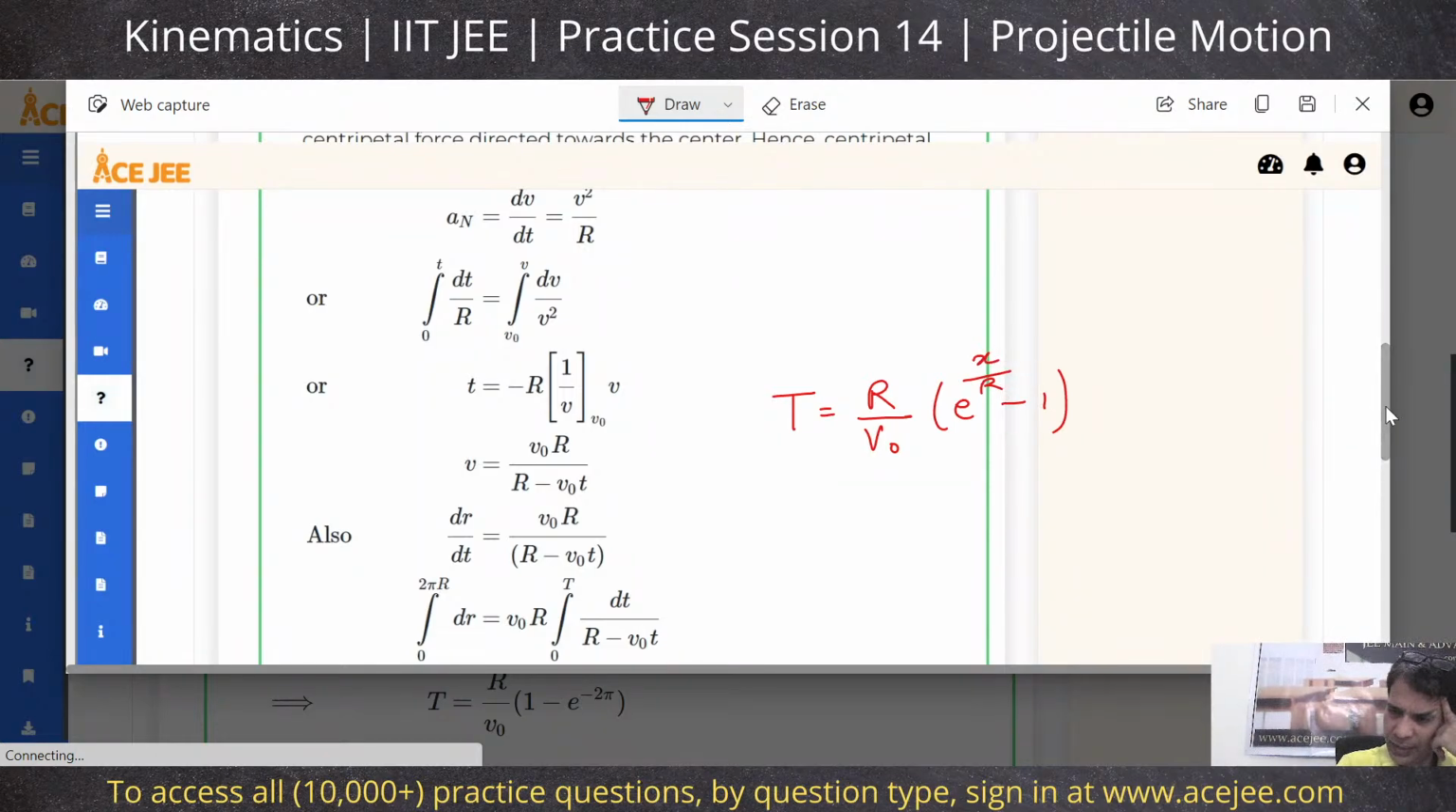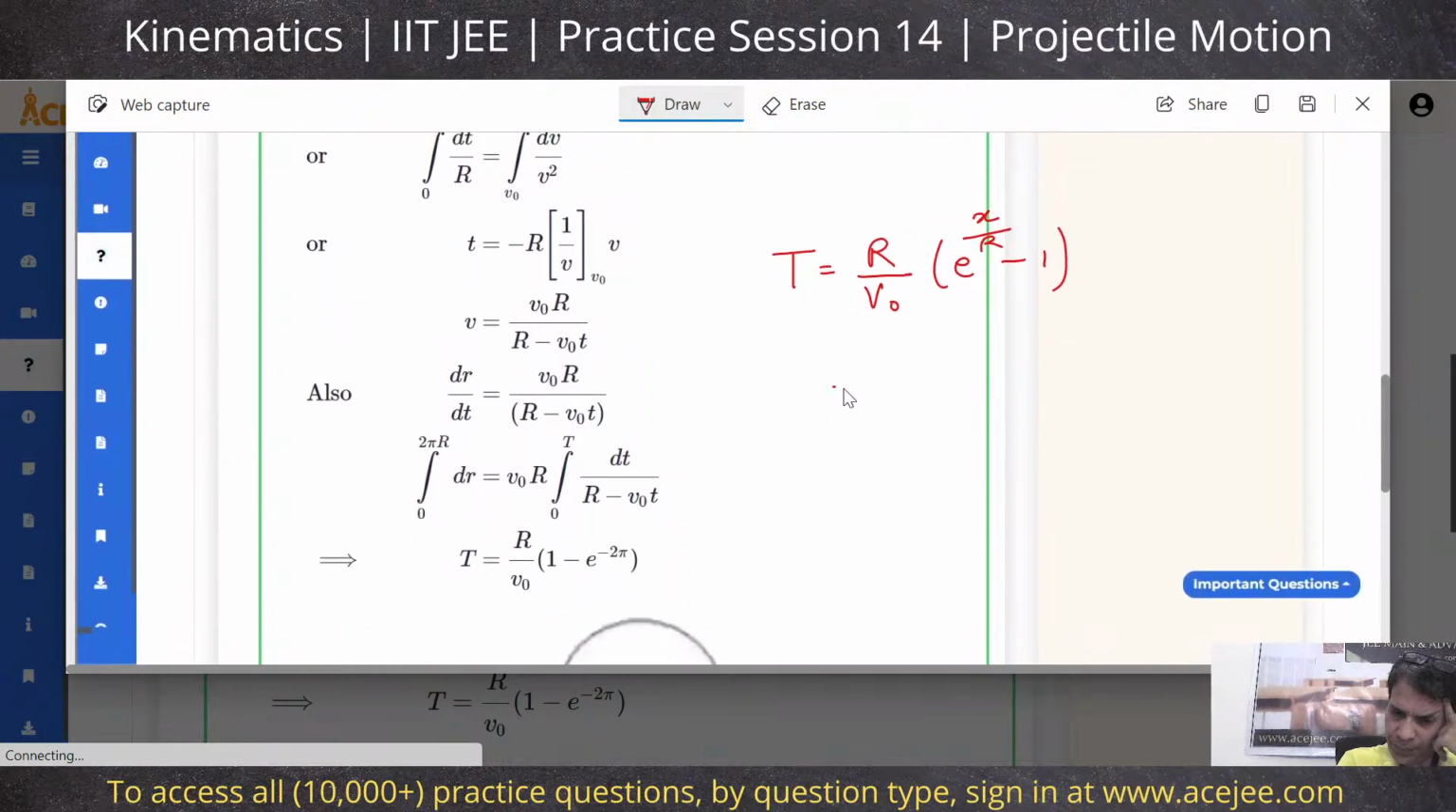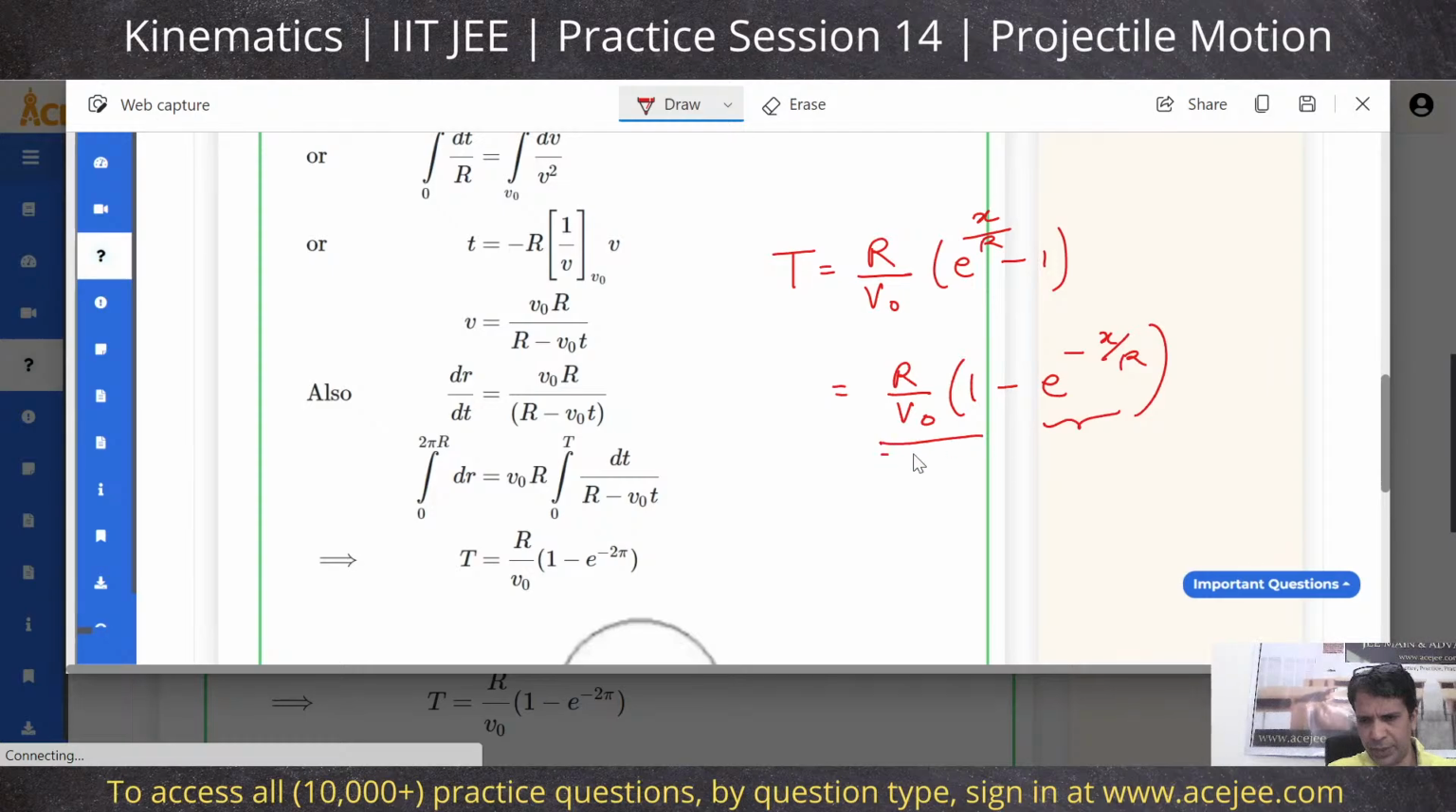The expression that is given is r by v0 times 1 minus e to the power minus x by r. Don't worry if you are not able to follow why it is e to the power x by r, that's okay. So what do we have here? As x will be increasing, this is interesting. If x is infinity, that becomes 0, so it becomes r by v0, right?